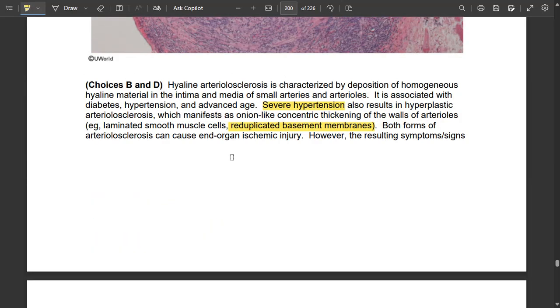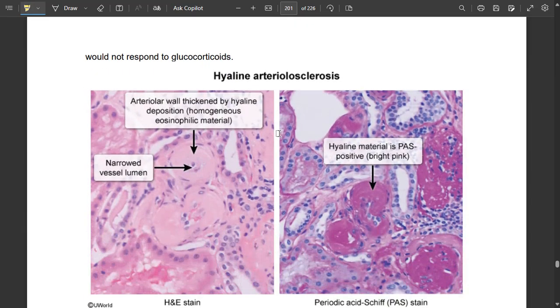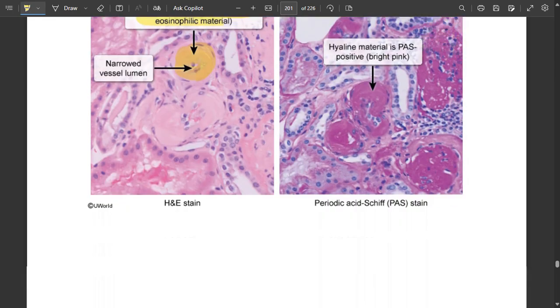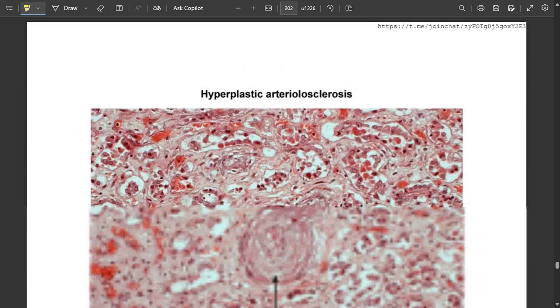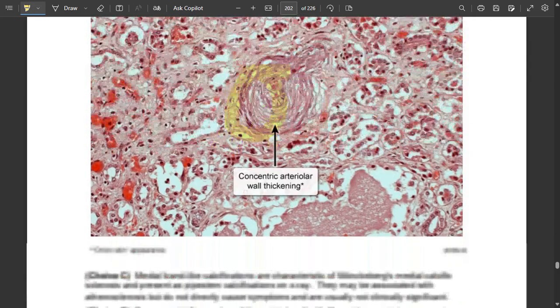So hyaline arteriosclerosis is deposition of homogeneous hyaline material in the intima and media of small arteries and arterioles, associated with diabetes, hypertension, and advanced age. Hyperplastic arteriosclerosis can occur in severe hypertension, where onion-like concentric thickening occurs. Both forms can cause organ ischemic injury. The arterial wall is thickened by deposition of homogeneous eosinophilic material, causing narrowing of the vessel lumen. Hyaline material is PAS positive, or bright pink in color, on periodic acid-Schiff stain. In hyperplastic arteriosclerosis, onion-skin-like concentric wall thickening occurs.